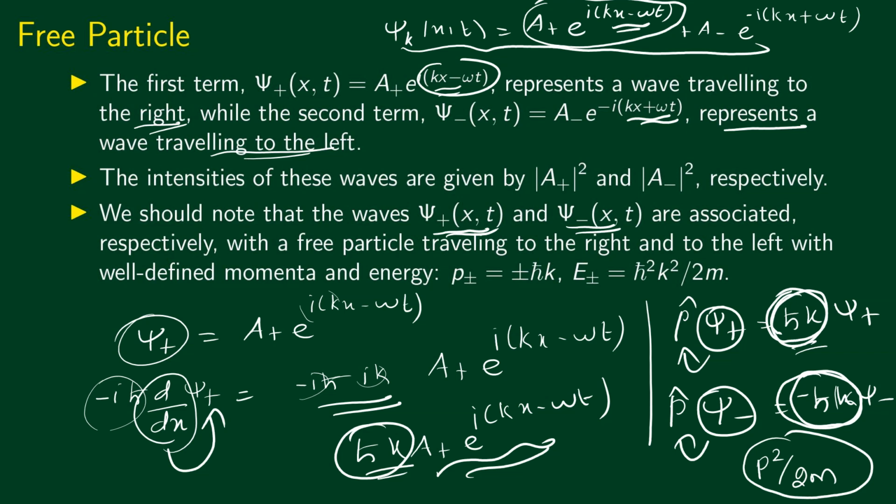So we can say that psi plus and psi minus are associated with a free particle traveling to the right and to the left with well-defined momenta and energy. So psi k is an energy eigenfunction. This psi plus is a momentum and energy eigenfunction. Psi minus is also a simultaneous eigenfunction of the momentum and the Hamiltonian operator.